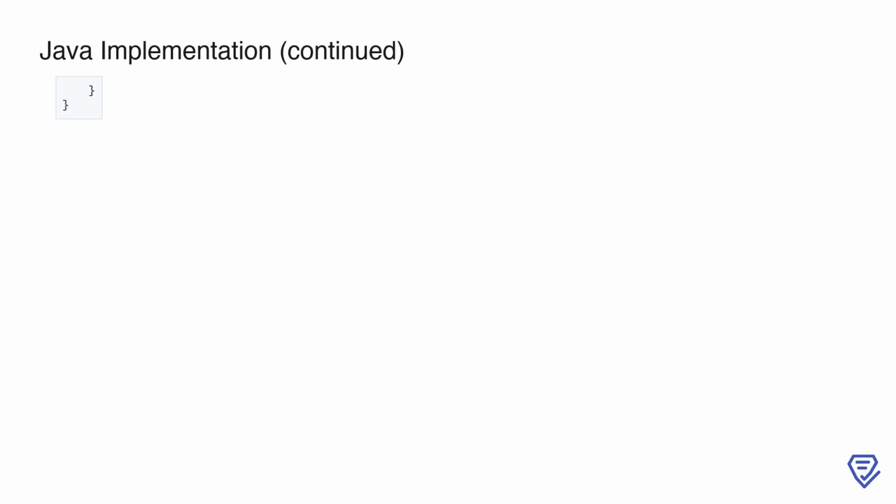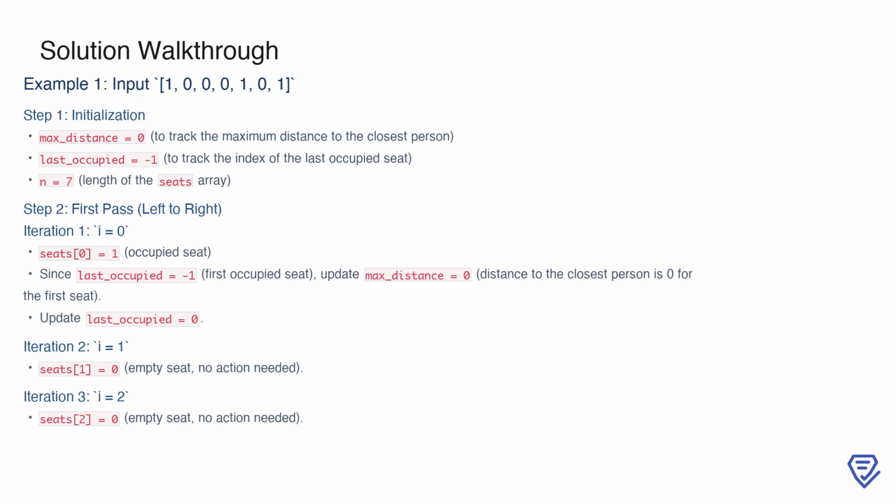In this example, we start with the input array 1, 0, 0, 0, 1, 0, 1. The goal is to find the maximum distance to the closest person for any empty seat. First, we initialize three variables. max_distance is set to 0 to keep track of the maximum distance found so far. last_occupied is set to -1 to represent that no occupied seat has been encountered yet, and n is set to the length of the array, which is 7 in this case.